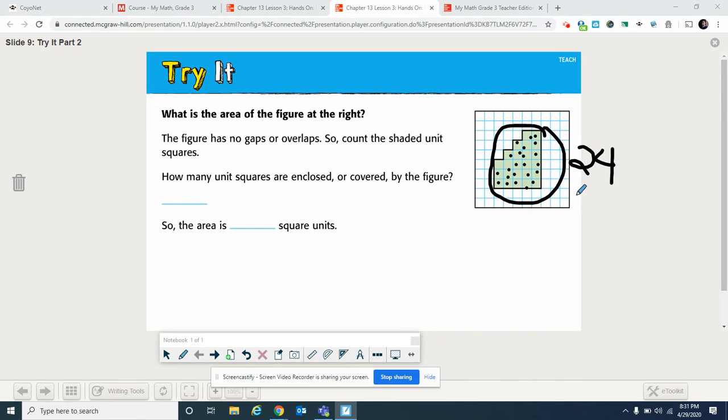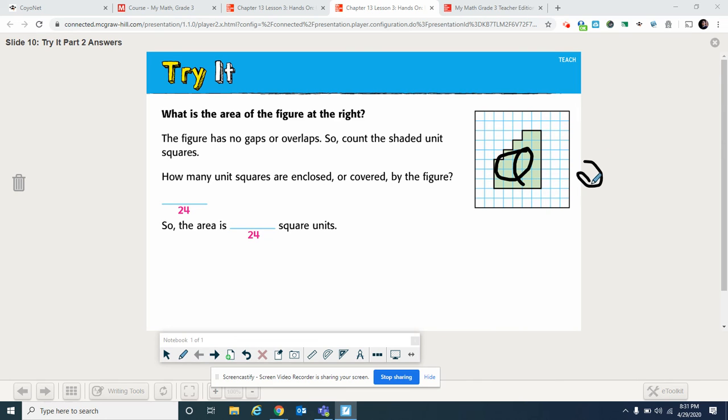Now let's go ahead and check our answer. So we are correct. We just count all squares inside that are enclosed in the figure. Boom, we got 24 squares inside. So the area is 24 square units. Awesome. Good job, class. Okay, now let's move on.